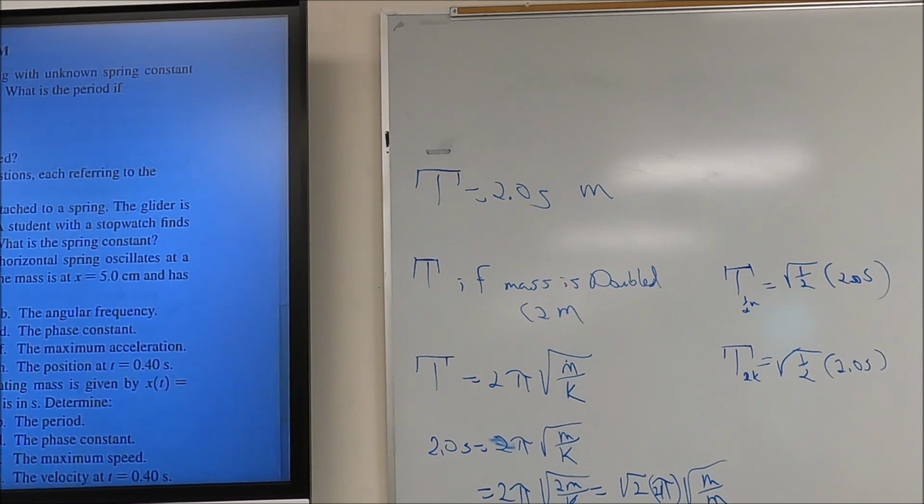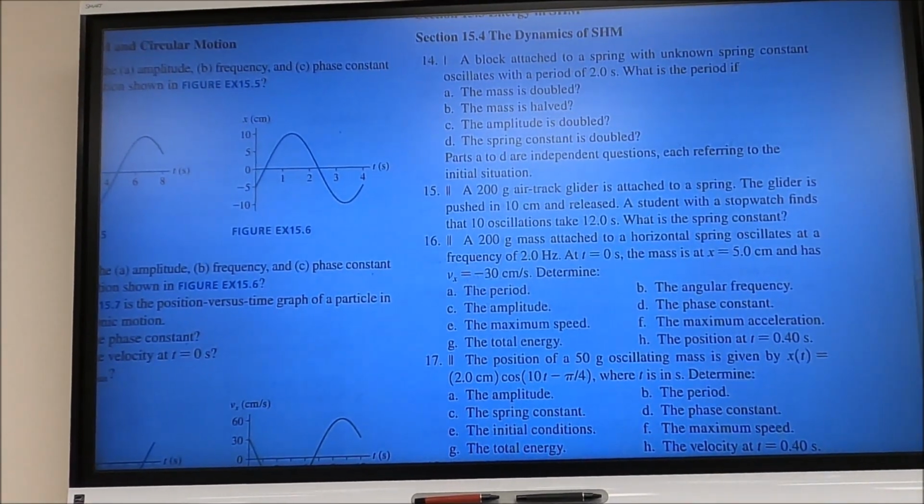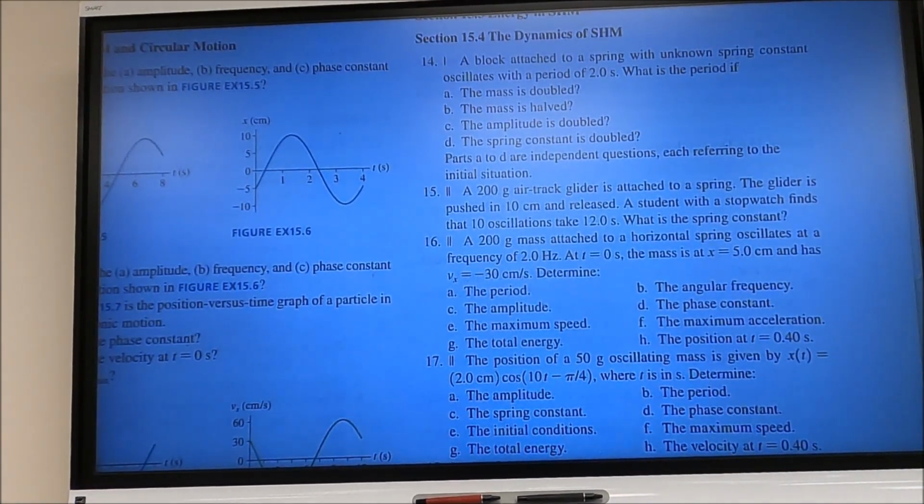All right. Now, let's look at problem 15. Okay, guys? Now, let's read through the problem. It says a 200-gram air track glider is attached to a spring. The glider is pushed to 10 centimeters and released. The student with a stopwatch finds 10 oscillations takes 12 seconds. What is the spring constant?